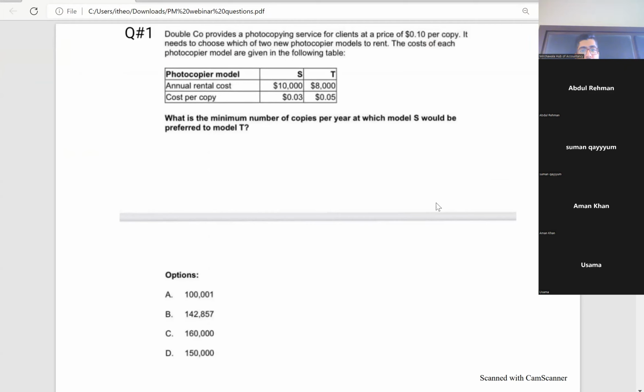Double company provides a photocopying service for clients at a price of 0.1 per copy. It needs to choose which of the two new photocopier models to rent. The cost of each model is given in the following table. There are two models, S and T. Rental cost is 10,000 and 8,000, and cost per copy is 0.03 and 0.05.